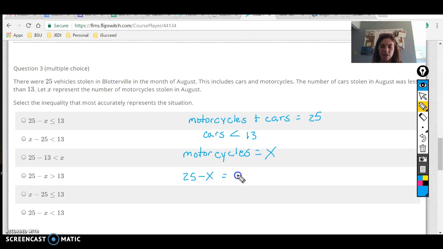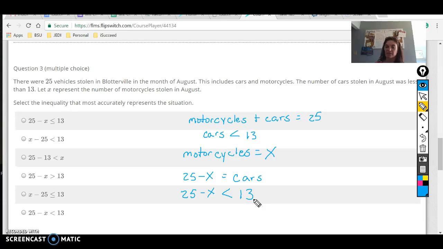And I also know that cars is less than 13. So 25 minus X is less than 13. Does that make sense? That makes sense. Let me just verify. There were 25 vehicles stolen in Blotterville. The number of cars stolen in August was less than 13. Yep, so 25 minus X is less than 13.